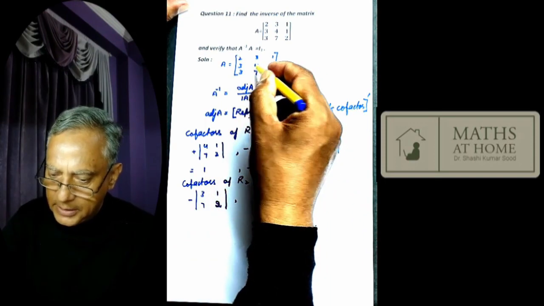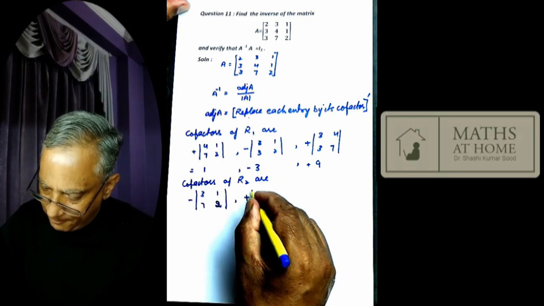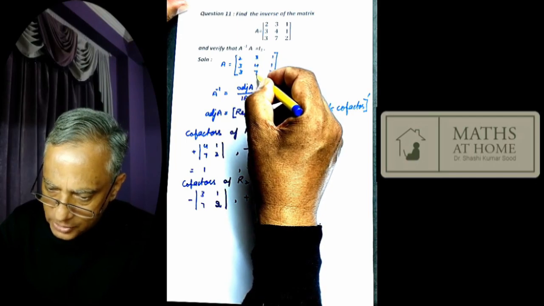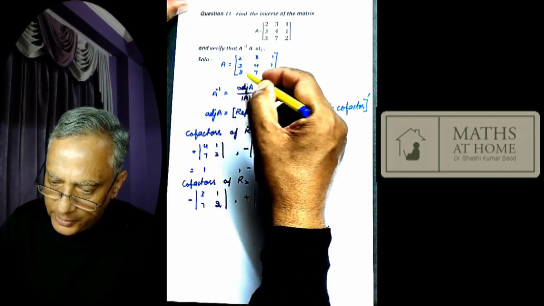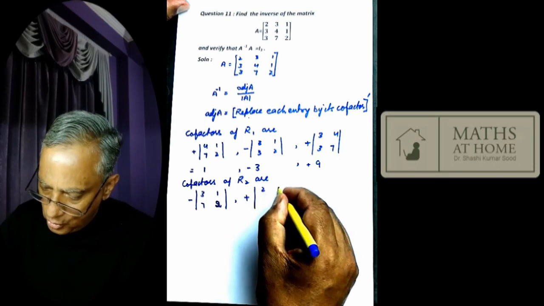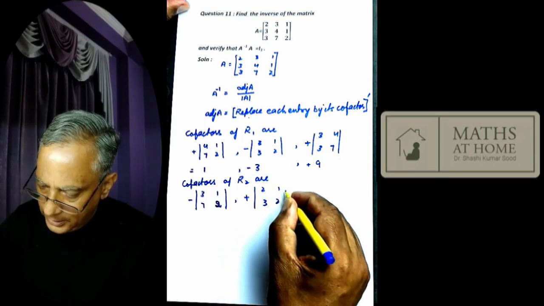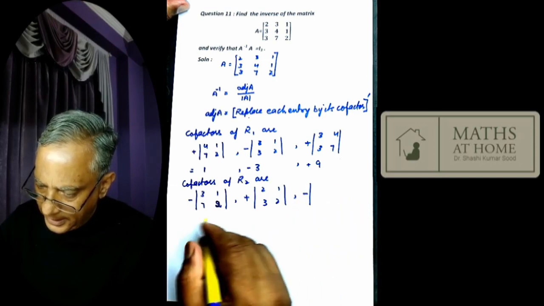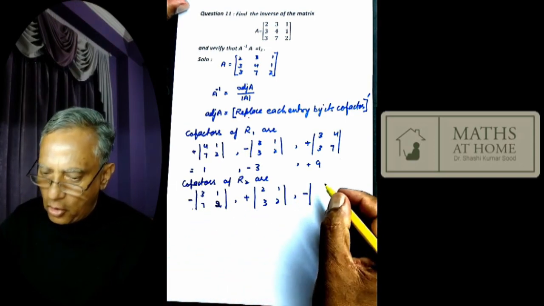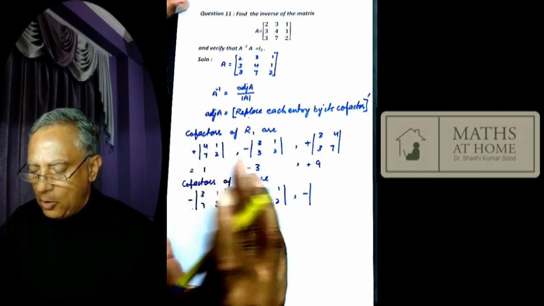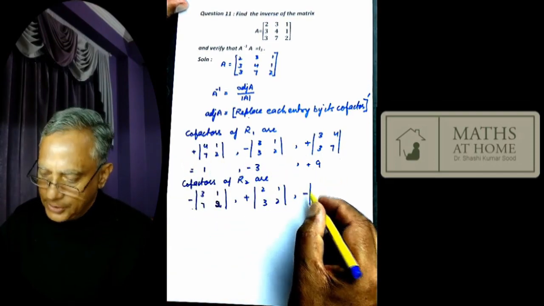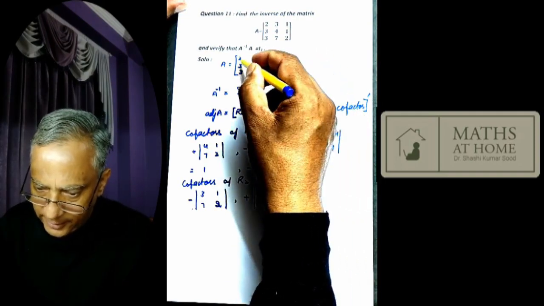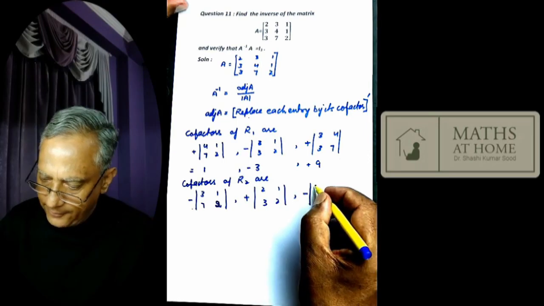Now next is even, so we will have plus sign. This row and this column will be deleted. We will be left with 2, 1, 3, 2. Now next entry will be negative. Odd, even, odd. So they will be alternate plus minus signs. So now this is deleted, this is deleted. We are left with 2, 3, 3, 7.